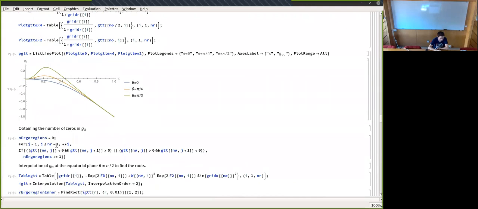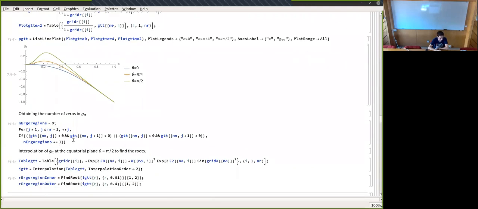Then here, I check if there is such an ergo region and count how many zeros the g_tt function has. In this case, I only do it for the equatorial plane, since I already know it has a toroidal topology. In principle, it should have either 0 zeros, when you don't have any ergo region, or 2, because we will cross the 0 two times.